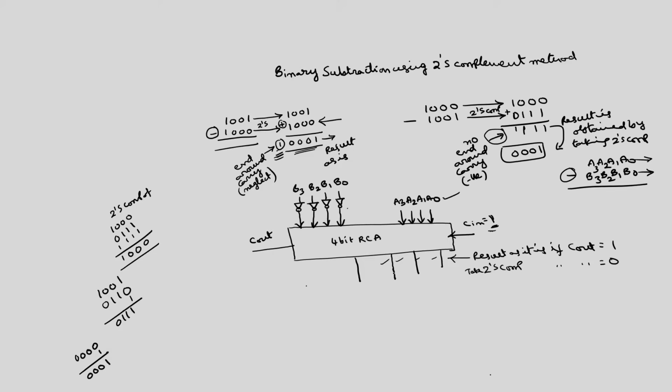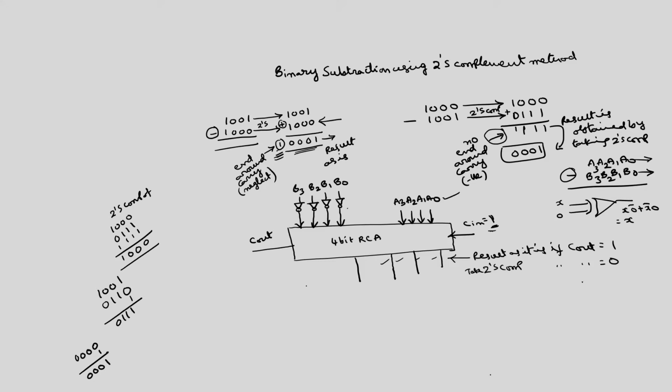So, before going for the implementation of this logic, I will just give a simple circuit: the exclusive OR gate. If one input is x and the other input is 0, what will be the output? This is x into 0 bar plus x bar into 0, which is nothing but x.